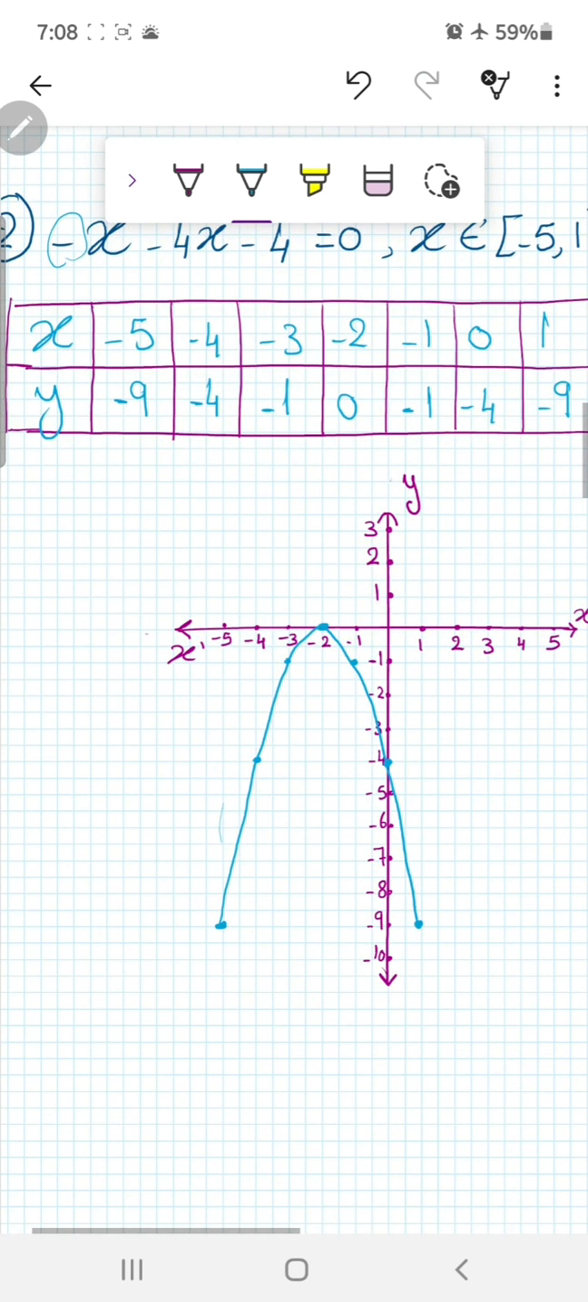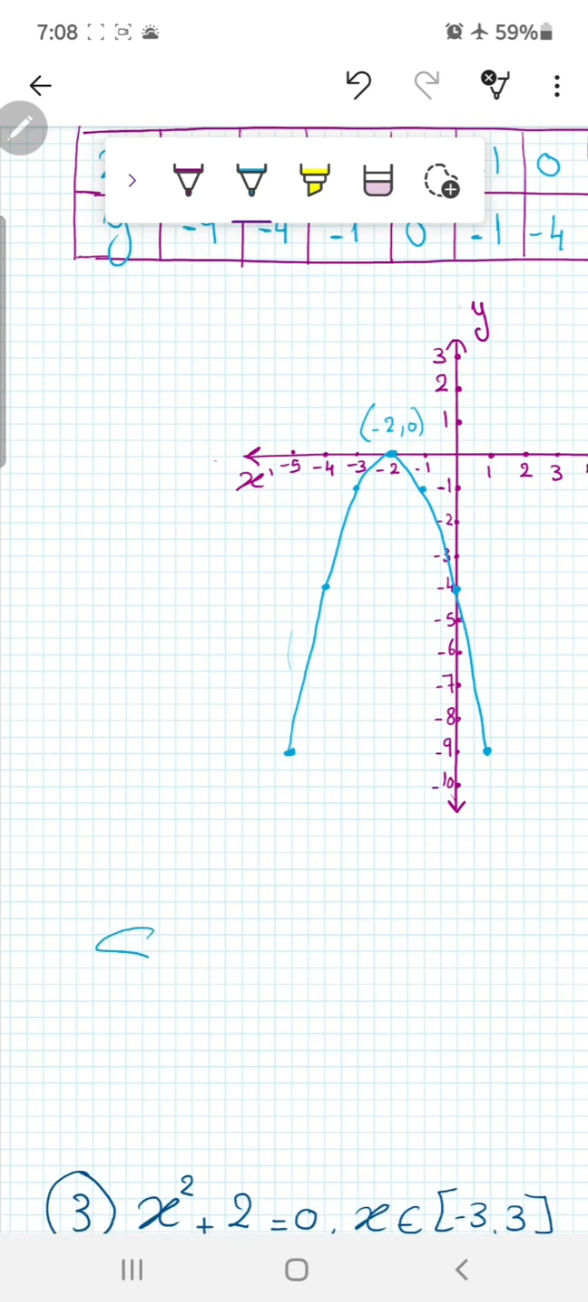And what did you notice? The curve intersects the x-axis at one point, which is -2 and 0. So the solution set here is -2.